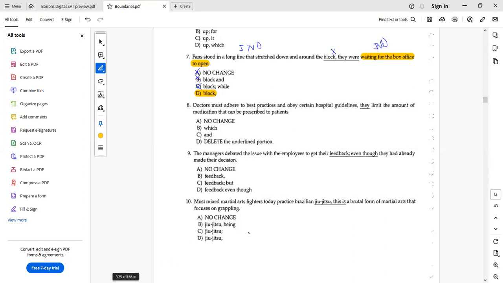Abdul Munam. 8 right, 9 right, 10 right. Perfect, Abdul Munam. Suhaib. 8 right, 9 right, 10 right. Perfect, Suhaib.